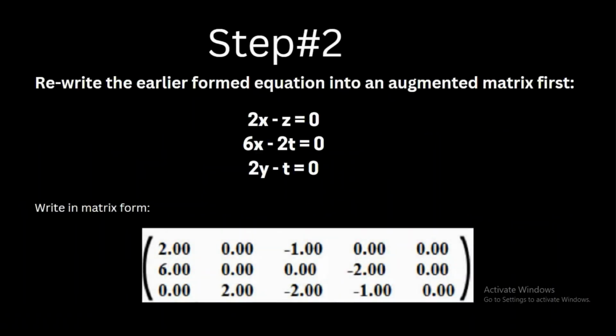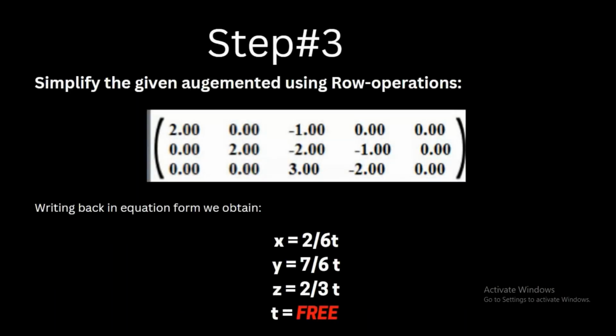The next step is basically writing the equations we formed earlier into an augmented matrix form. These are the equations, and I've just plugged them into the matrix, and I formed this augmented matrix. In the next step, we will simplify the given augmented matrix using row operations, and this is what we get after a certain amount of row operations. This is the matrix that we get, and from here we can observe that column number 4, which represented the t variable, which we needed to find, is a free variable.